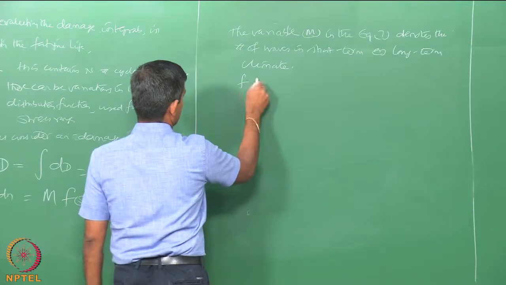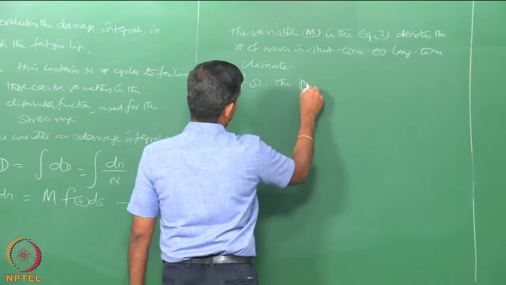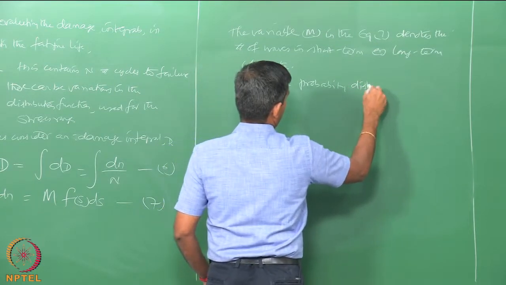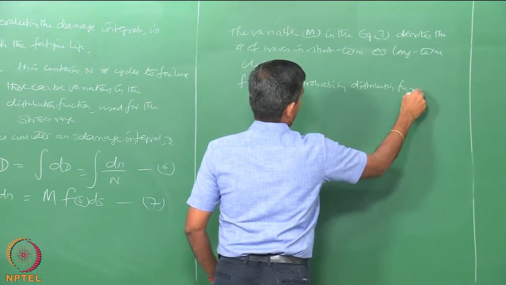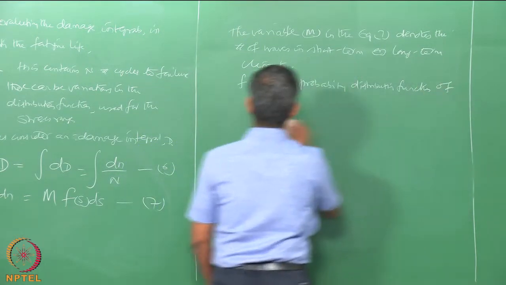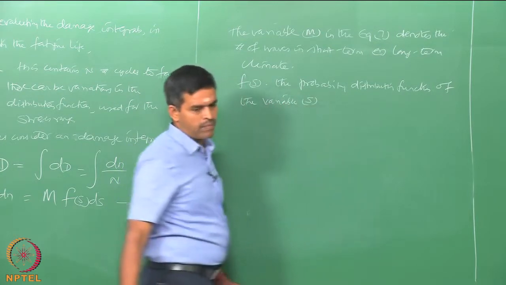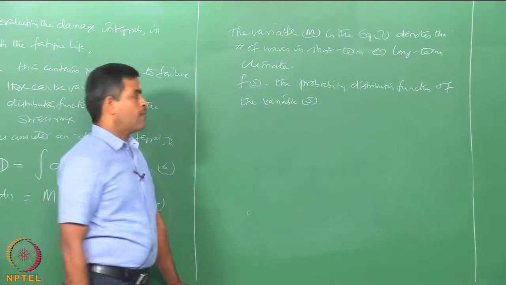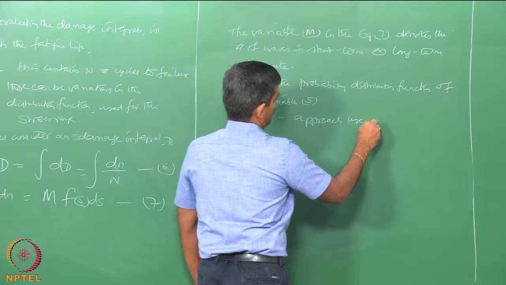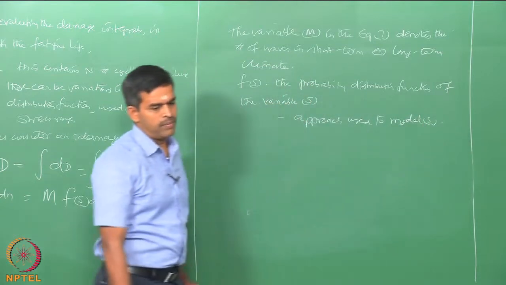And f of s would be the probability distribution function of the variable s. Of course, this depends upon the approach used to model S, okay, that is important.